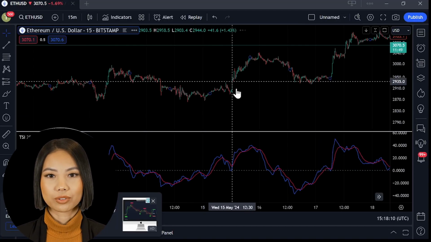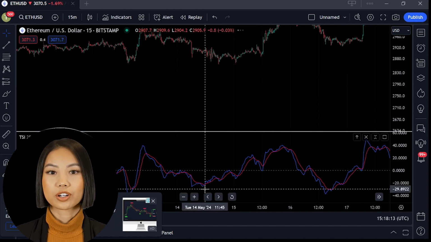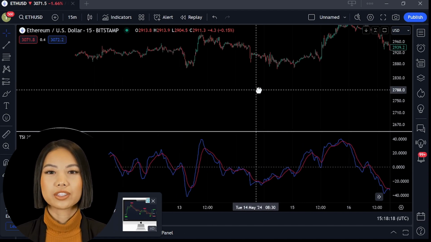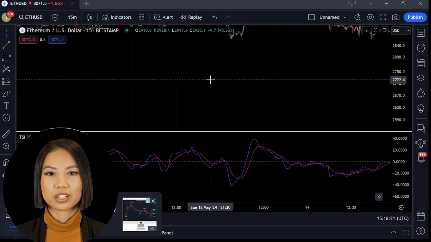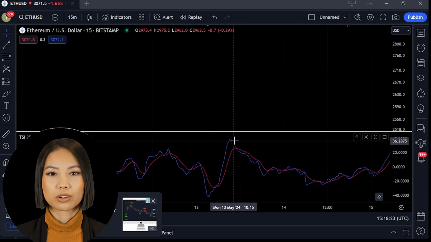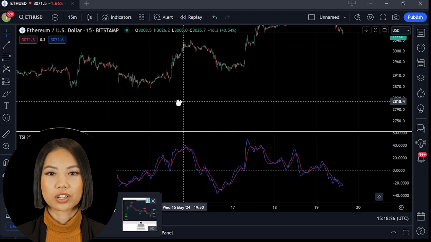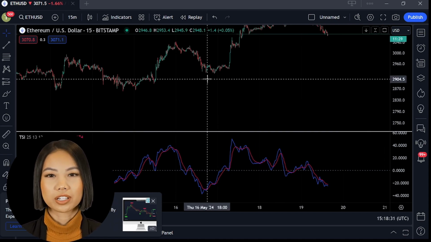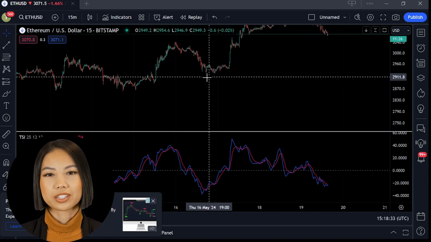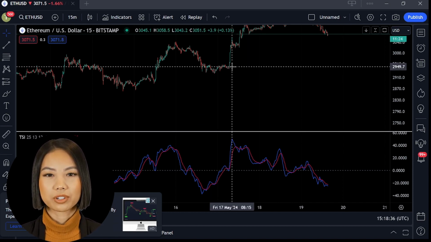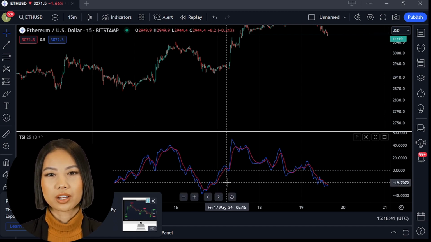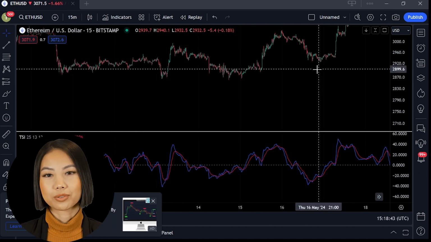Interpreting buy and sell signals. A buy signal occurs when the TSI crosses above the signal line or exits an oversold condition, and a sell signal happens when the TSI crosses below the signal line or exits an overbought condition. Divergences between TSI and price action can also indicate potential reversals. For instance, a bullish divergence happens when price forms lower lows while TSI forms higher lows, suggesting weakening bearish momentum.